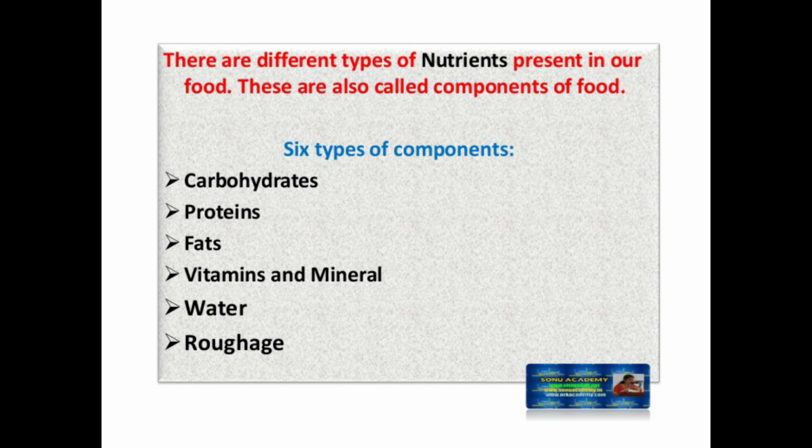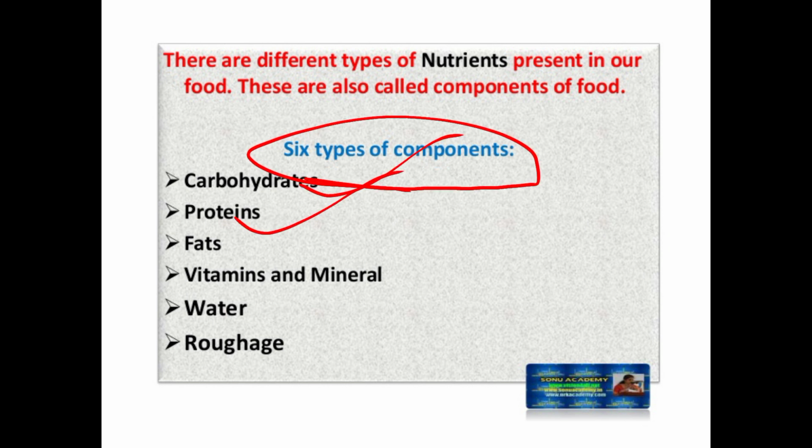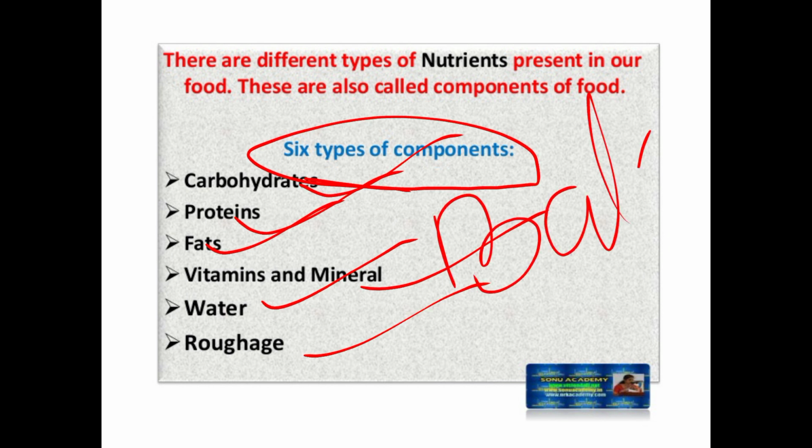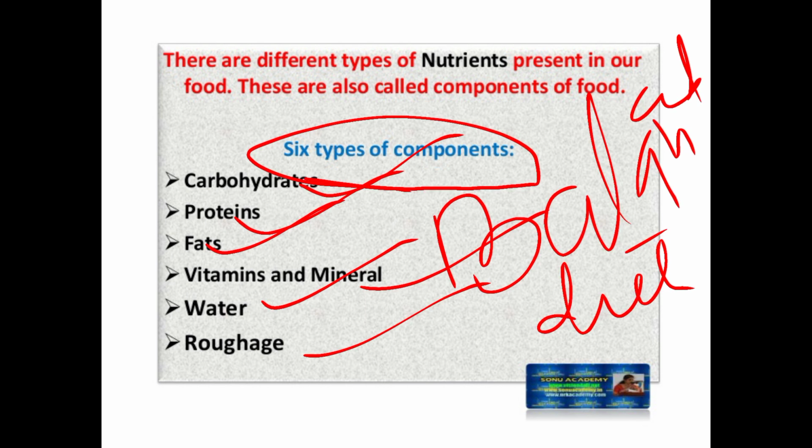These are also called components of food. There are six different types of components. First is carbohydrates. Second is proteins, then fats, vitamins and minerals, water, and roughage. All these substances are useful for our body. The food containing all these substances is referred to as a balanced diet.